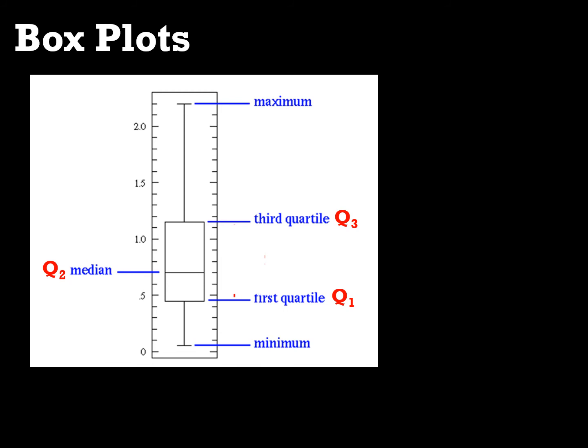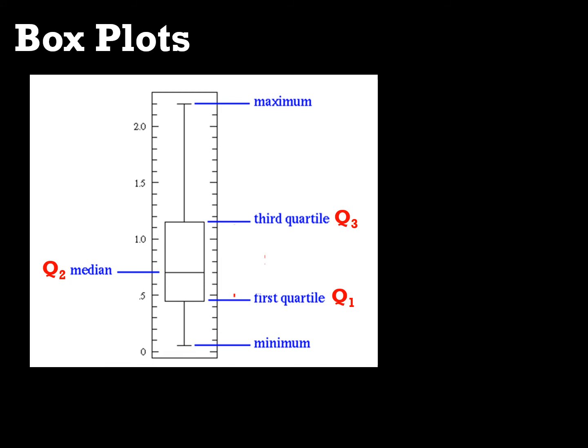A box plot is a way to represent your data in a visual way. Once you understand what a box plot is, you'll be able to look at one and tell what is the maximum value represented in the data, what's the minimum value represented in the data, and then what is Q1, Q2, and Q3.